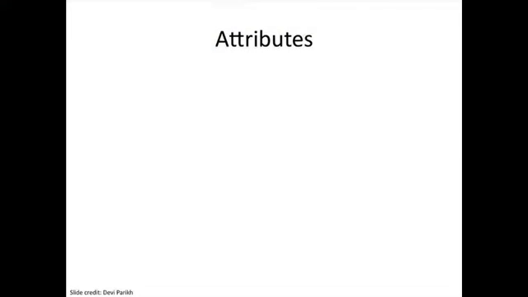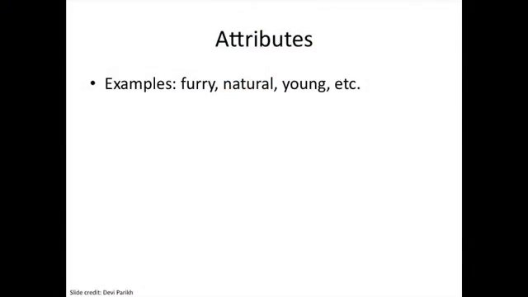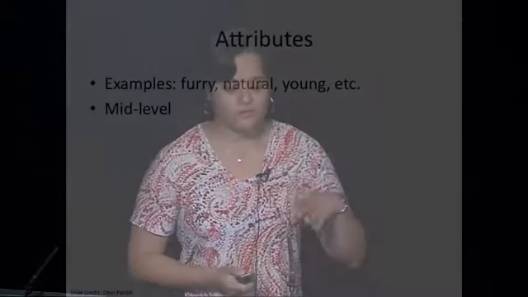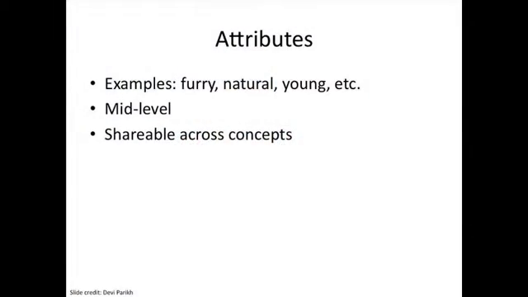All right, so what I'm going to do for the first part of my talk is talk about how we've tried to use visual attributes as a mode of communication between humans and machines. And so attributes are just visual properties, things like furry, natural, young, and so on. They're mid-level concepts, so they're higher than just the low-level features like texture or color histograms, but they're lower than the high-level concepts that you might care about.